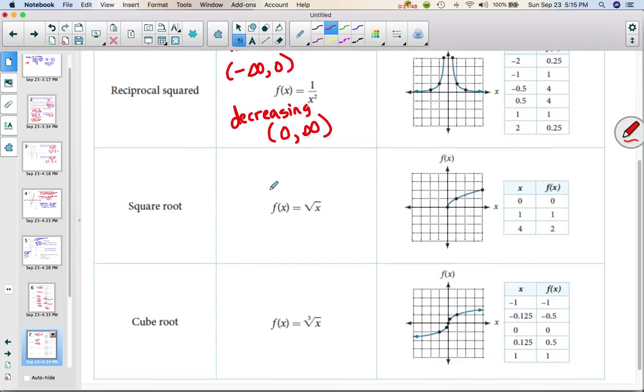Our square root function is increasing on the interval from 0 to infinity. You can see that it's just increasing. And our cube root function also is increasing. This one is strictly increasing on the entire interval.